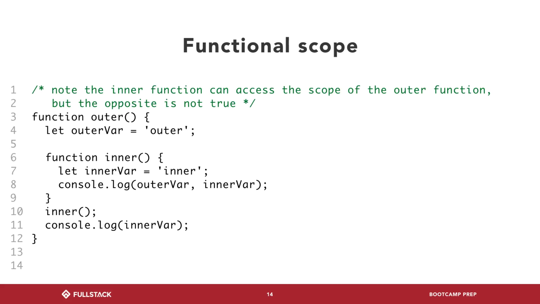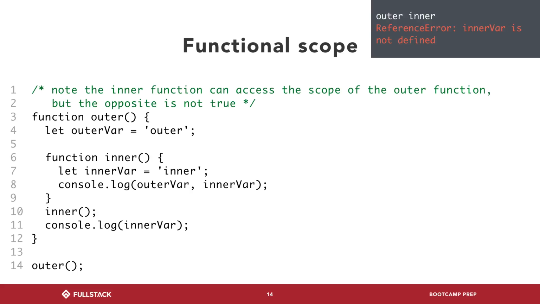And then this example is just to show you that on line 11, when I try to console log out innervar, I can't. Why? Because innervar only exists within the scope of this inner function, right? And if I'm in the outer function, I don't have access to anything that's being created inside my child function. So I can't look inside my child scope, my child function scope.